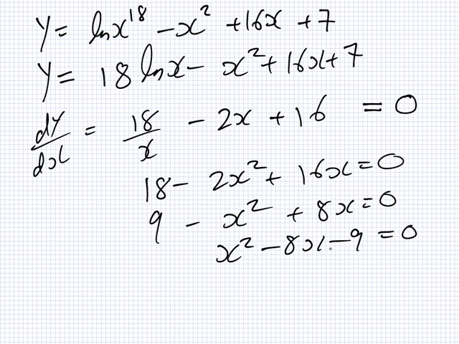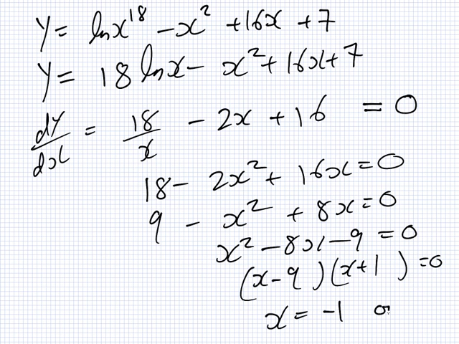I take everything to the right. Yeah. So what have I got here now? It has to be a plus and a minus. (x minus 9)(x plus 1). x equals minus 1 or 9. Accept or reject either of these answers. What do you think?